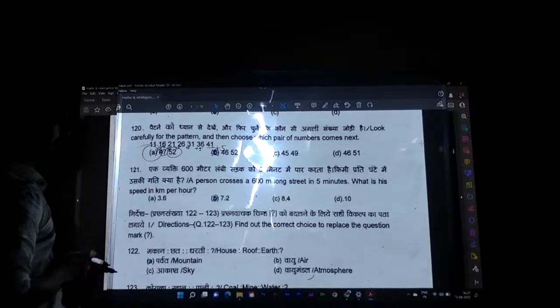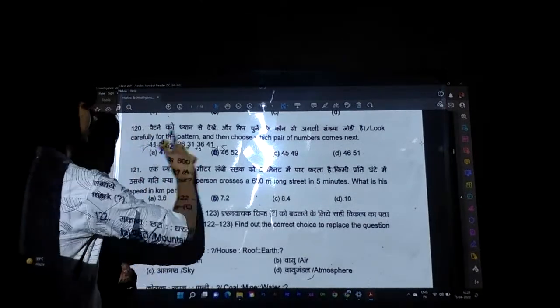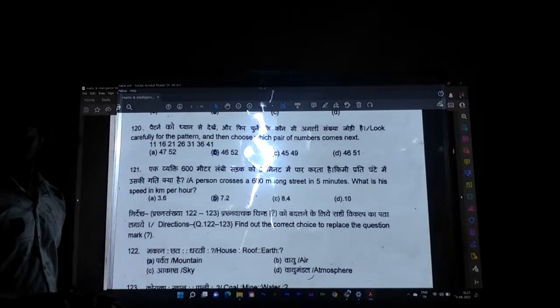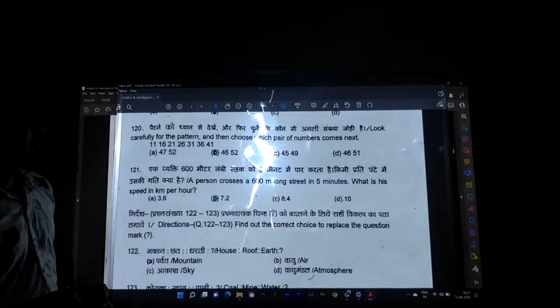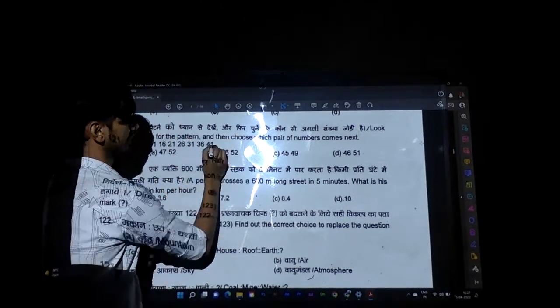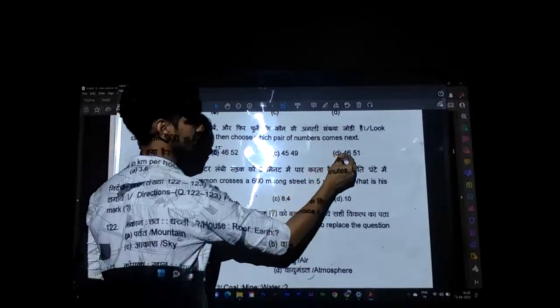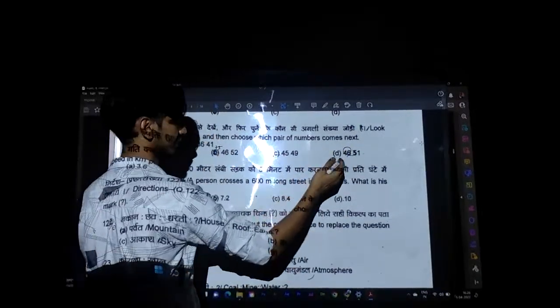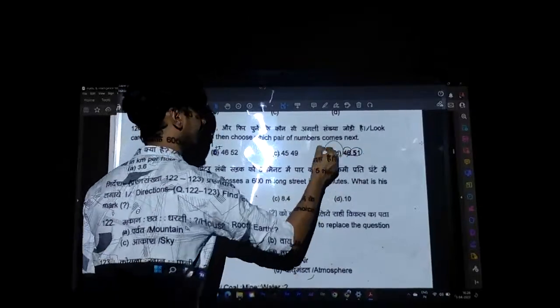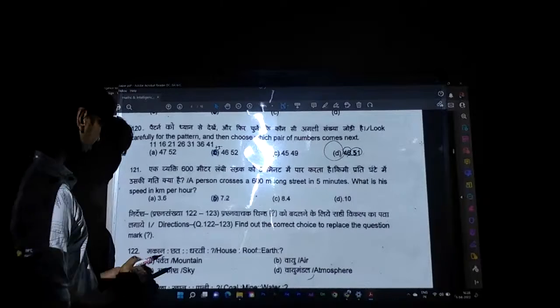So now question number 21. This question is from the maths actually, not from the. Okay, sorry. When you add 5 to 41, the answer will become 46, and when you add 5 to 46, the answer will become 51. So the correct option is option number D.